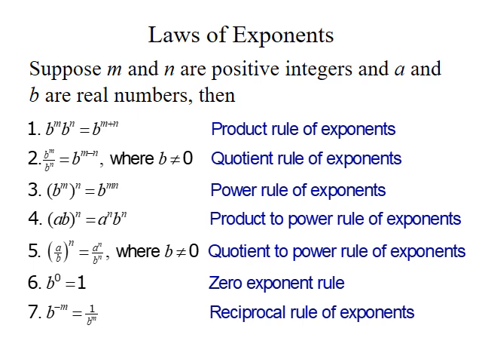But let's suppose that you have an m and an n that are both positive integers, and we know that a and b are real numbers. So these are just some of the rules that you need to remember about exponents. So let me kind of just run through these for you.